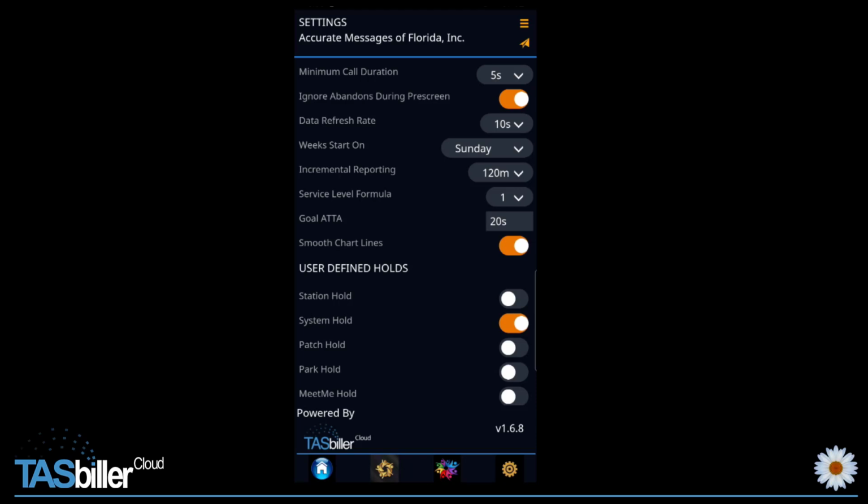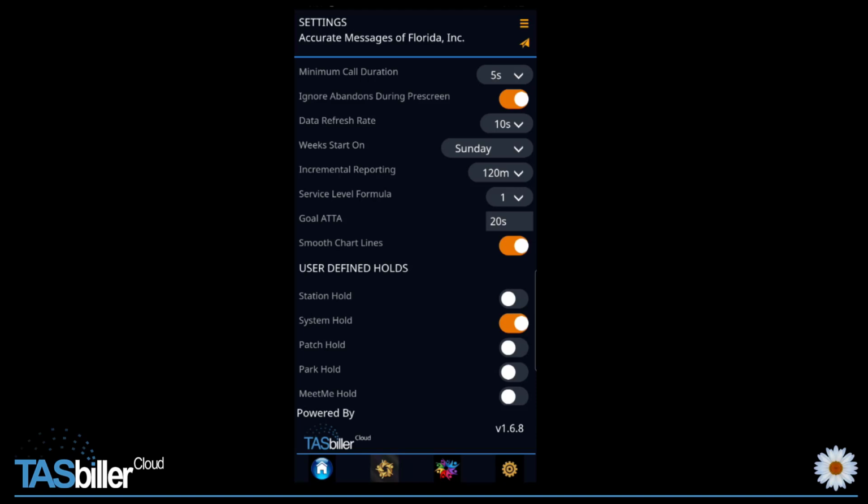Now below that are the types of holds. The only hold that I'm concerned about is a system hold. A system hold is when the caller calls into your switch and the call rings, then the PAA plays, and then they go on hold. The other types of holds are generally agent initiated during the process of handling a call. I'm not as concerned about those. I'm more concerned about the holds that the caller experiences when they call in before an agent answers the call.